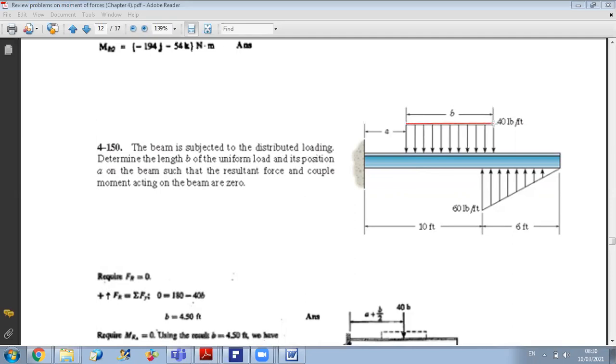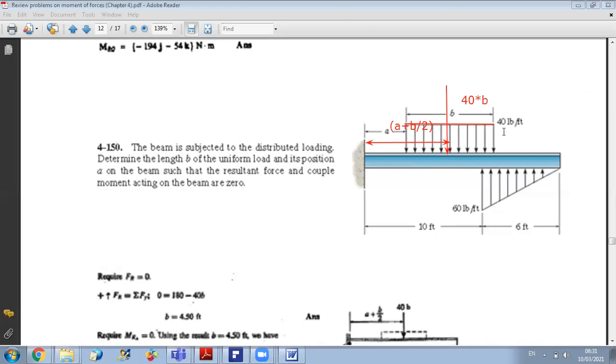To start with, I have a rectangular load here. When I have a rectangular load, the resultant force applied should be equal in magnitude to 40 times B. So the magnitude here is 40 times B. And the location is the point of application. The distance from here to here is A plus B over 2. So it is A plus B over 2, this distance.